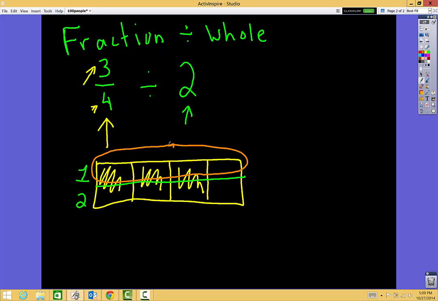If I think of a candy bar, I divide it between 2 people. Only one person gets a row at a time. I don't give both rows to one person. So I look at that top row and I count, how many pieces do I have? Well, I see I have 1, 2, 3. So I have 3 parts.